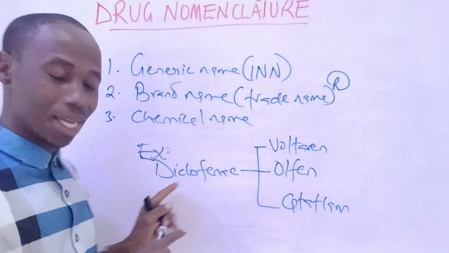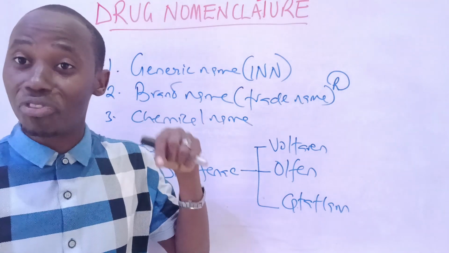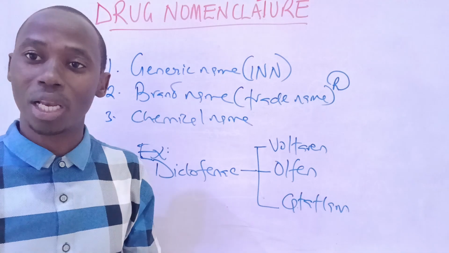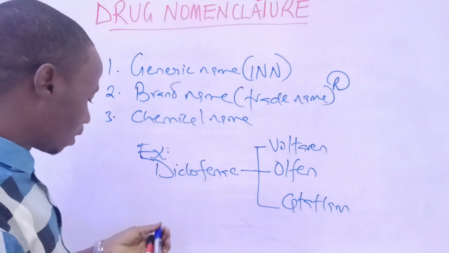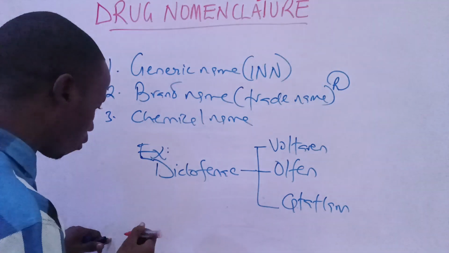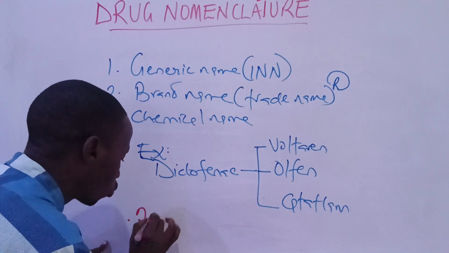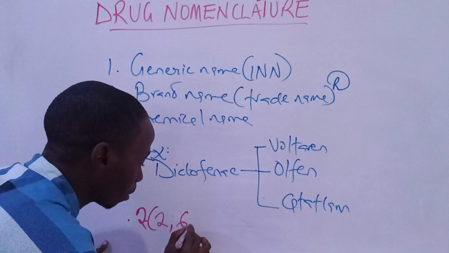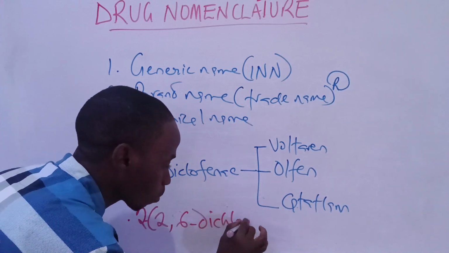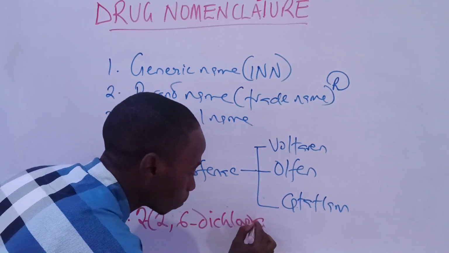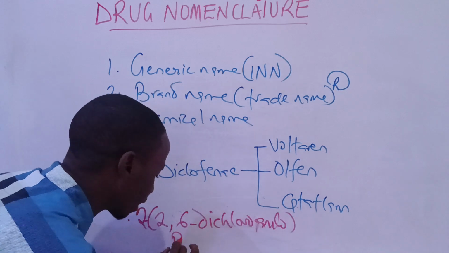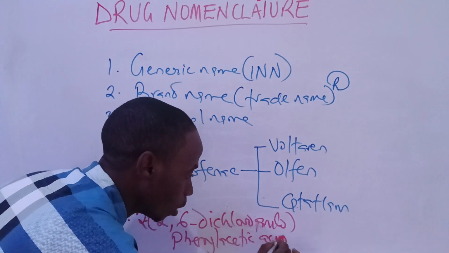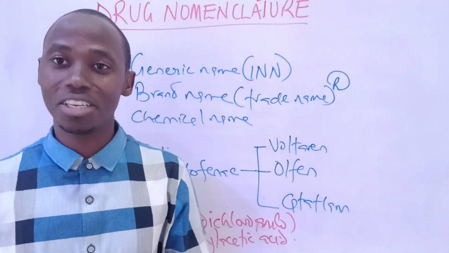While the chemical name, as I said, you have to check the leaflet. Remove the leaflet, go to the chemical composition, and you see the chemical name of that drug. For instance, the chemical name of diclofenac is 2,6-dichloroanilino phenyl acetic acid. It is actually a derivative of acetic acid.